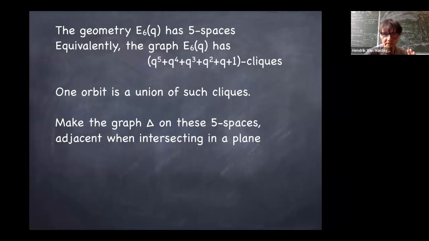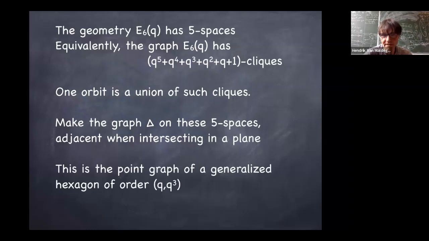That follows from some theory. It doesn't matter now. But that's the maximal dimension that they can intersect. So you can make the graph, all these 5 spaces, and adjacent when you intersect in a plane. So you have that graph inside one of these orbits. But of course, you have also that graph in the full E6Q graph.